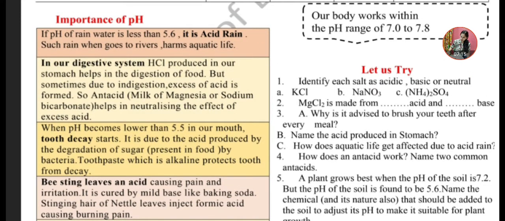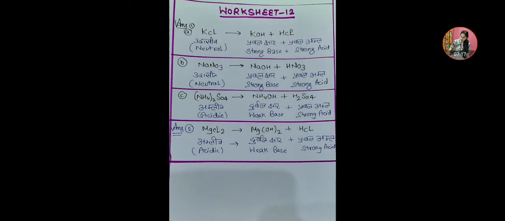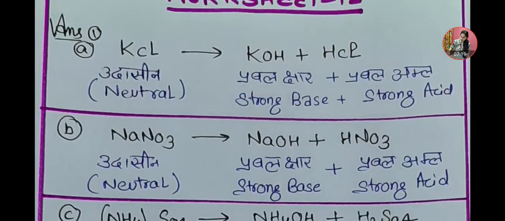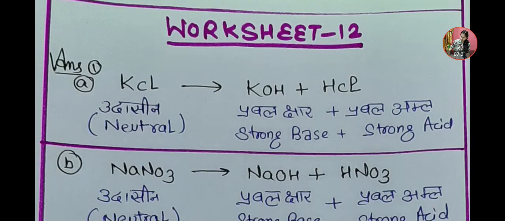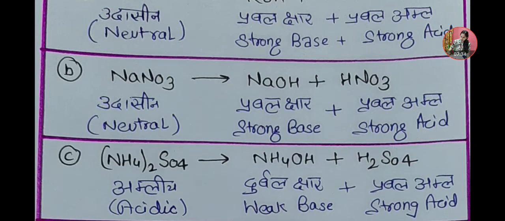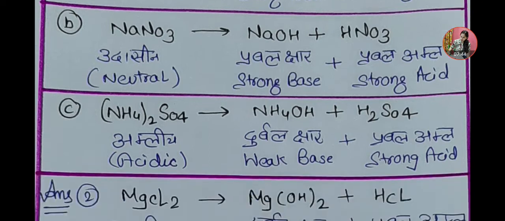KCl, potassium chloride. What is the nature of potassium chloride, students? Potassium chloride is formed from KOH plus HCl. KOH is our strong base and HCl is our strong acid. So the nature of the salt is neutral. Second, NaNO3. It is formed from NaOH, that is a strong base, and HNO3, that is a strong acid. So its nature is also neutral.